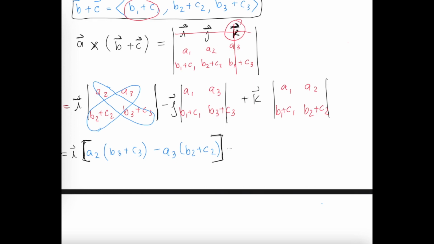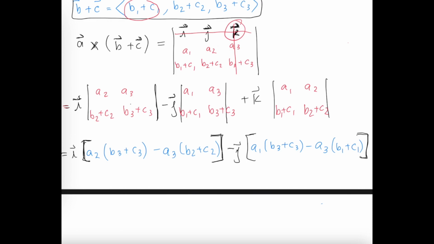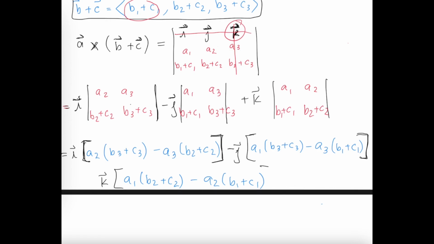And then we have minus J times a big old bracket of the determinant of that 2 by 2 matrix that remains there. And then our K vector is going to be multiplied by its determinant, or the determinant of the 2 by 2 matrix beside it. So we've got A1 times (B2 plus C2) minus A2 times (B1 plus C1), close and close.